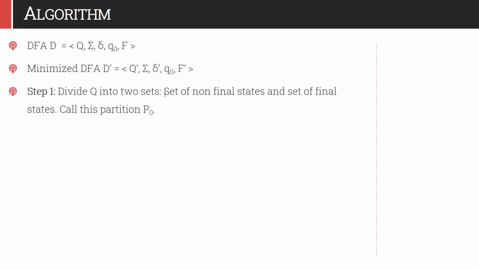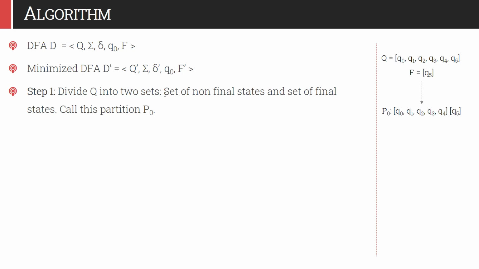In step 1, we have to divide the set of all the states, that is capital Q, into two sets: the set of all non-final states and the set of all the final states. We will call this partition P0. So initially, we can always find P0 without doing much processing. Simply, all non-final states we put into one partition and all final states we put into another partition.